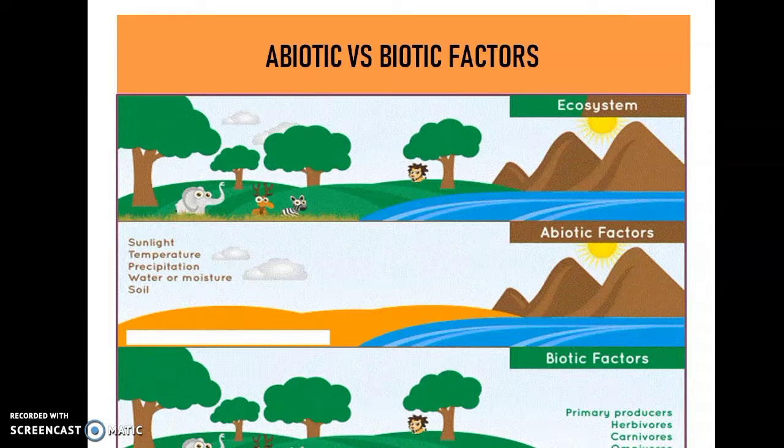So what are abiotic factors? Abiotic factors are the non-living components of an ecosystem, which include sunlight, temperature, precipitation, water or moisture as well as soil. So these are the factors that affect the development or survival of an organism. The biotic factors include all the living components, while the abiotic factors include all the non-living components. The interaction of these two factors constitutes environmental biology, right?